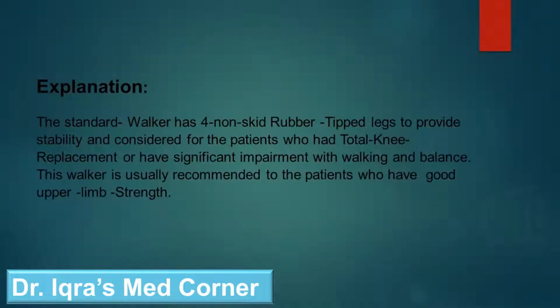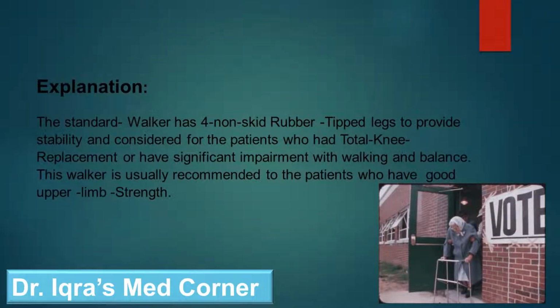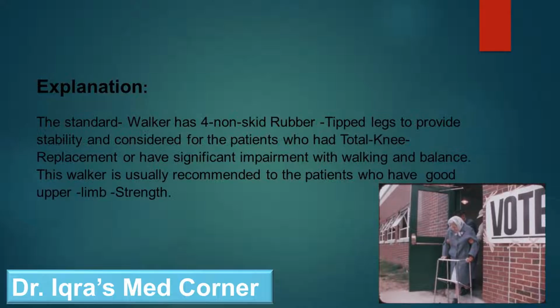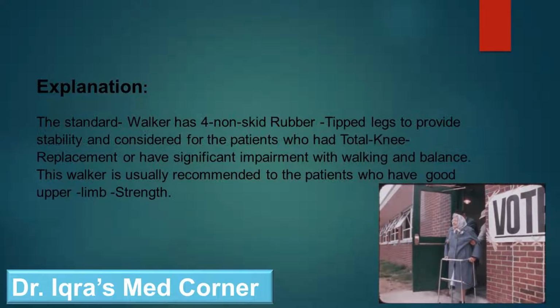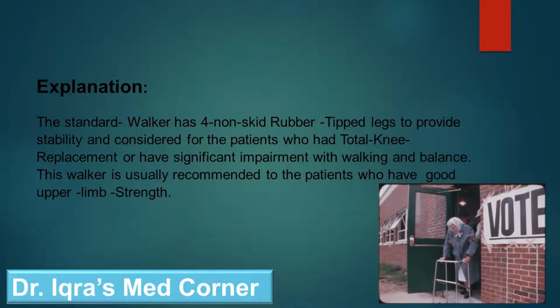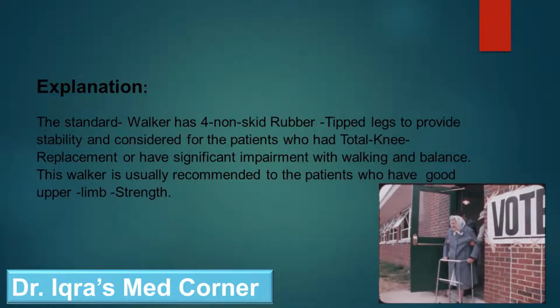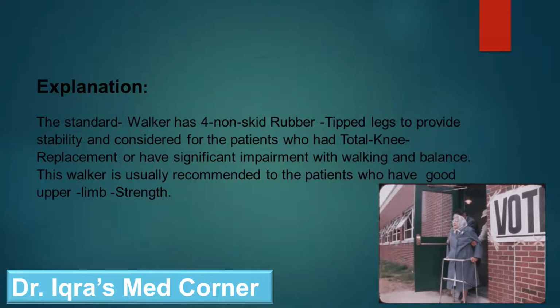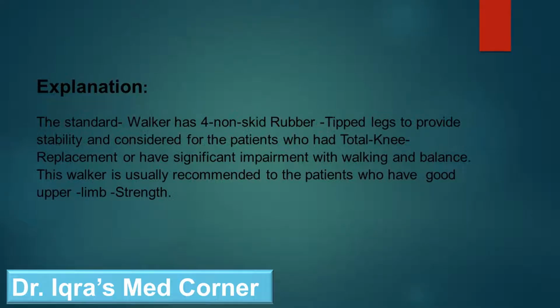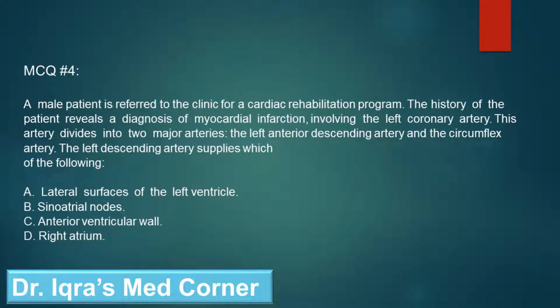So let's see the explanation. The standard walker has 4 non-skid rubber-tipped legs to provide stability and is considered for patients who had total knee replacement or have significant impairment with walking and balance. This walker is usually recommended for patients who have good upper limb strength. Let's move toward scenario number 3.